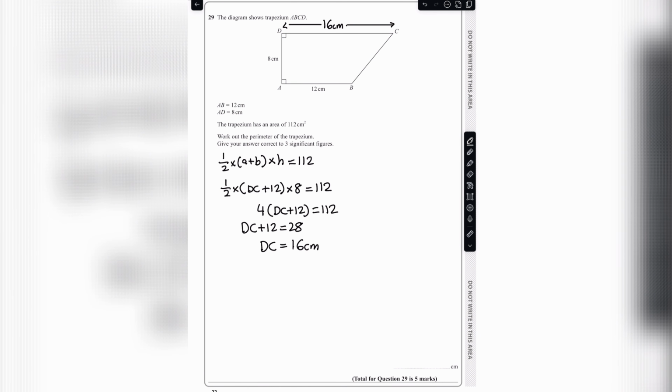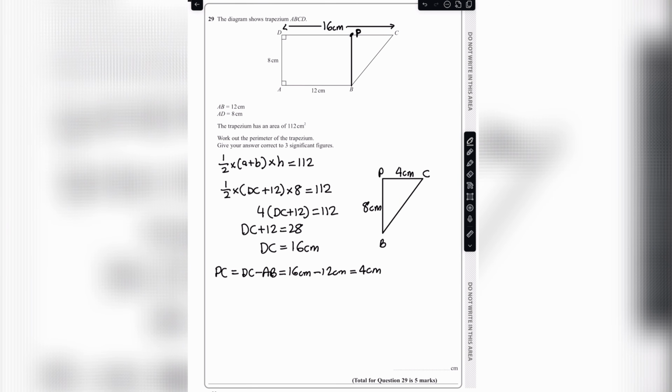So the only missing length that we have is BC. So if I draw a straight line from B going down to the length DC, I'm going to label this point as P. And the length PC can be determined by subtracting the length AB from the entire length DC. So PC equals DC minus AB, which is simply 16 centimeters minus 12 centimeters, and that equals 4 centimeters.